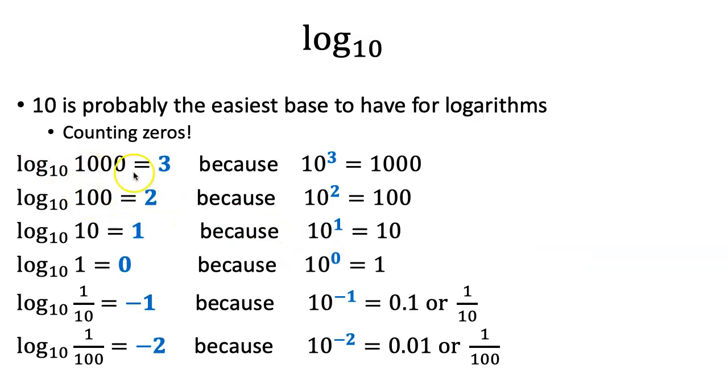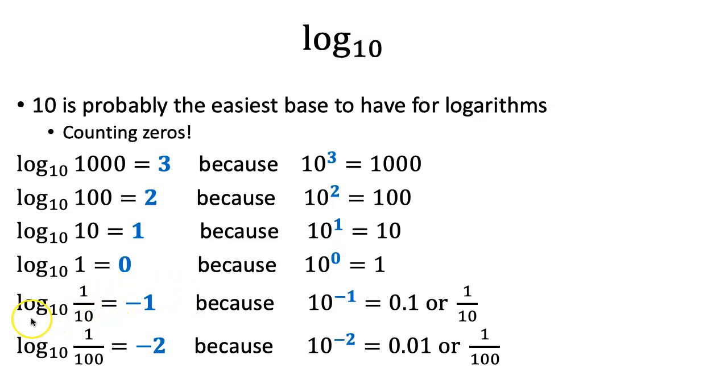Log base 10 of 1,000 is 3 because 10 to the third power is 1,000, 3 zeros. Log base 10 of 100 is 2 because 10 to the second power is 100, 2 zeros. Log base 10 of 10 is 1, we just covered that, and 10 to the first power is 10. Log base 10 of 1 is 0, we just covered that, because 10 to the 0 power is 1.